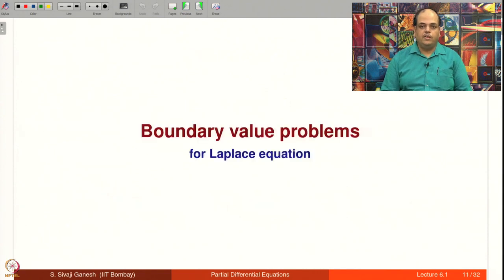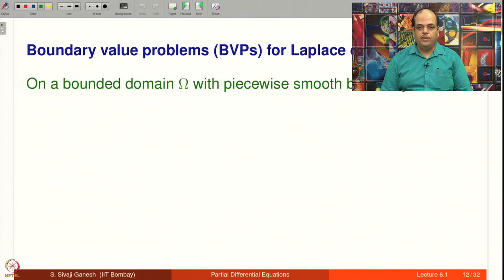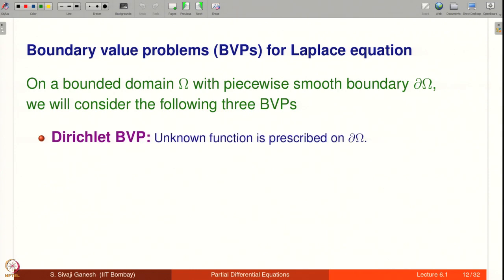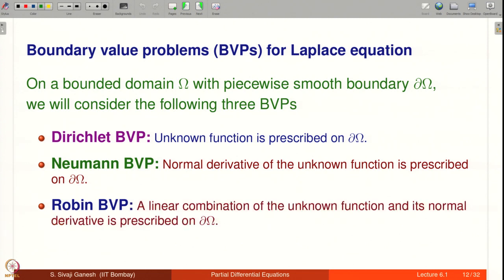So, let us now discuss some of the boundary value problems for the Laplace equation. On a bounded domain omega with piecewise smooth boundary, the boundary of omega is denoted by dou omega. We will consider the following three boundary value problems. What are they? Dirichlet boundary value problem: the unknown function is prescribed on the boundary of omega. Then we have a Neumann boundary value problem in which the normal derivative of the unknown function is prescribed on the boundary of omega. Then we have a Robin boundary value problem, which sometimes is also called the third boundary value problem. In this, a mix of the unknown function and its normal derivative is prescribed. So, a linear combination of the unknown function and its normal derivative is prescribed on the boundary of omega.